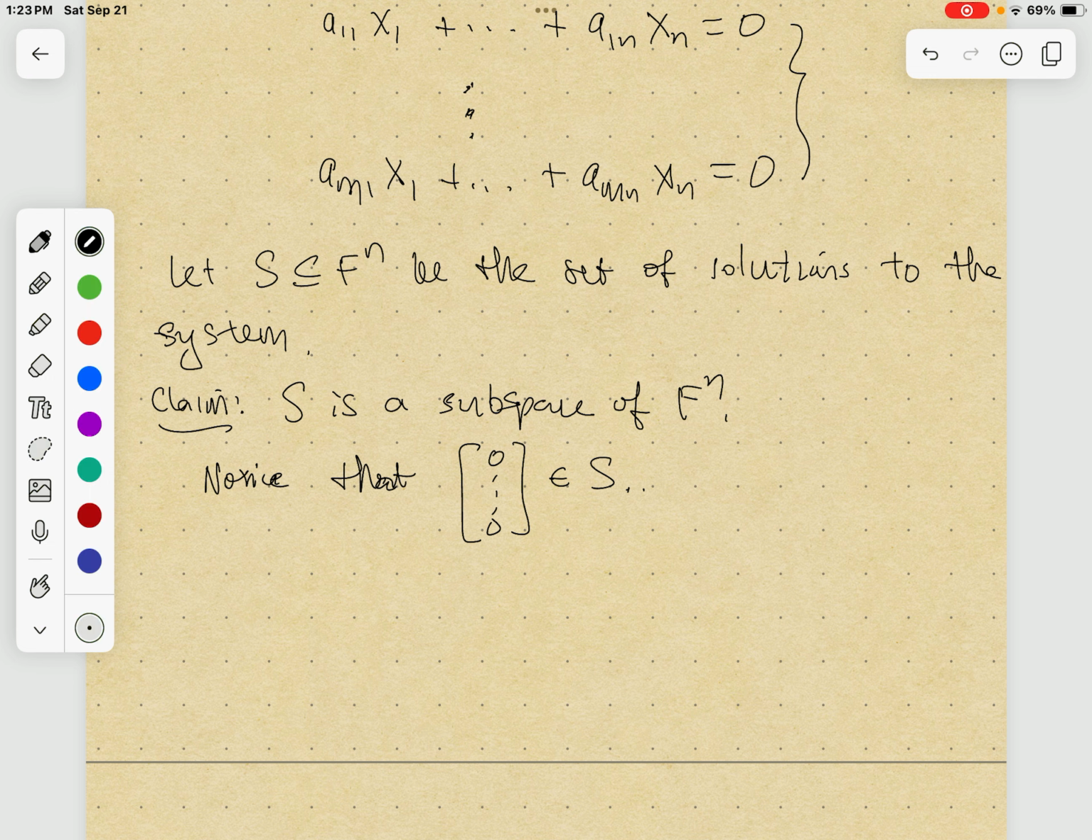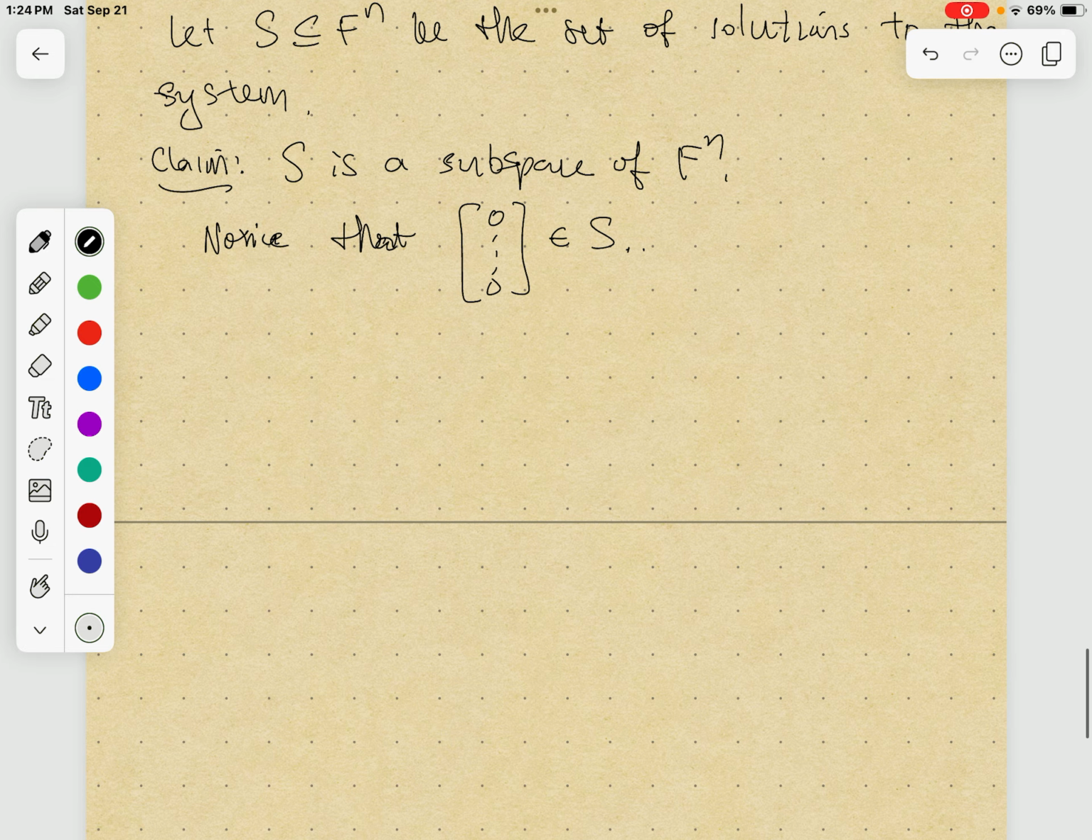There's something I'm sort of glossing over, which is how do you know that a vector space can't have more than one zero element, but that can be proven. So if S is a subspace of Fn, it must contain the zero element in Fn. Otherwise, it's not a subspace. So we have that in this example, that the zero vector is in S.